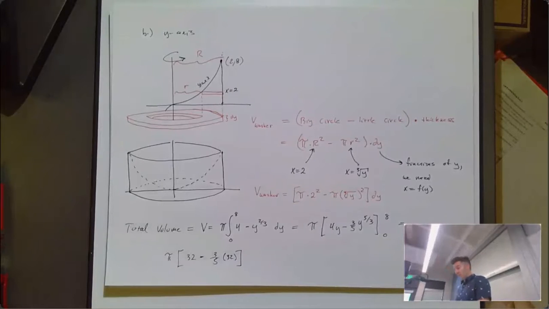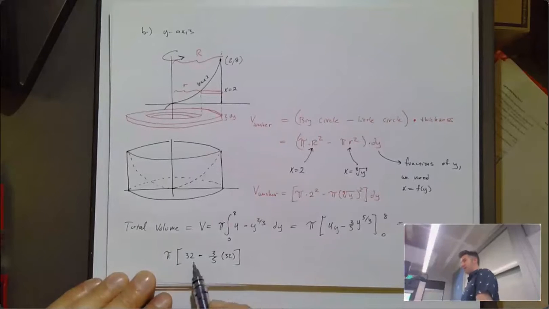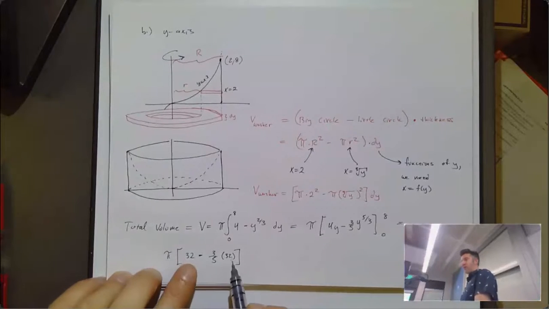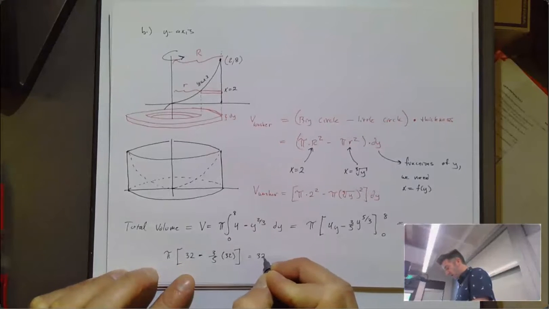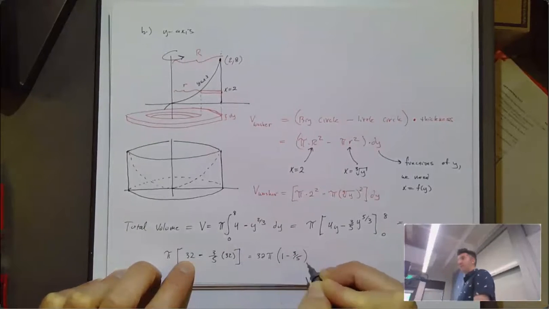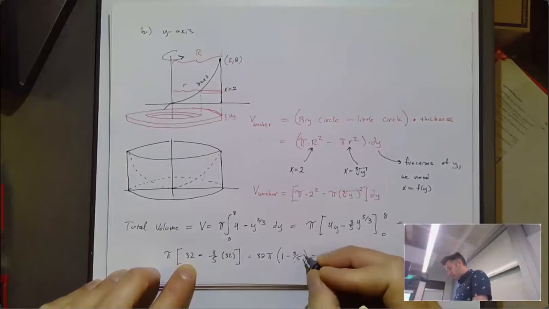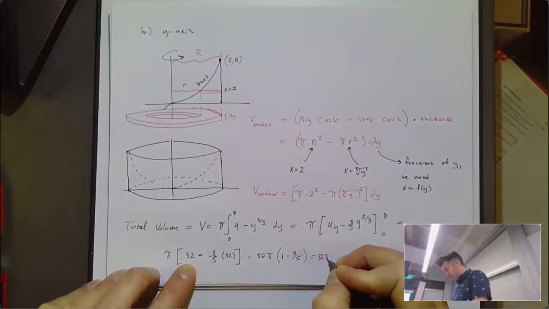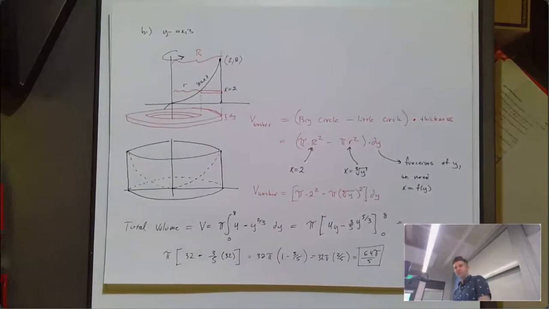We've seen this kind of trick before, where you have two things that look kind of terrible to put together, but they both have a common factor in them. So we should totally factor out the 32, and then we're left with 1 minus 3/5. And that's much easier to deal with, fraction subtraction. So 32 pi times 1 minus 3/5, which is 2/5. So I'm ending up with 64 pi over 5. Cool.